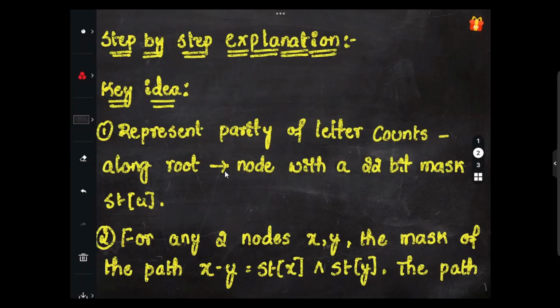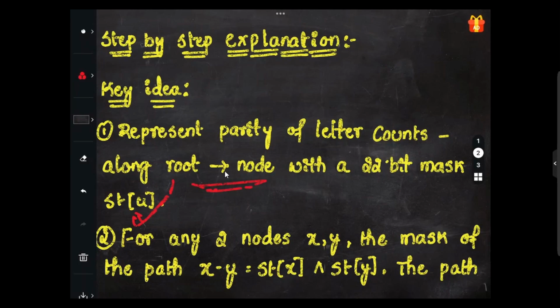What we will do, we will represent the parity of the letter counts along the route to the node with a 22-bit mask, st of u. This is fine. We will represent the parity of the letter counts along the route to the node with a 22-bit mask st of u.